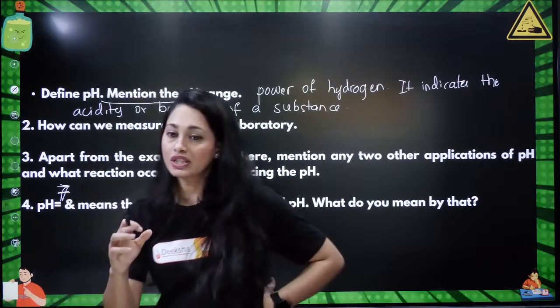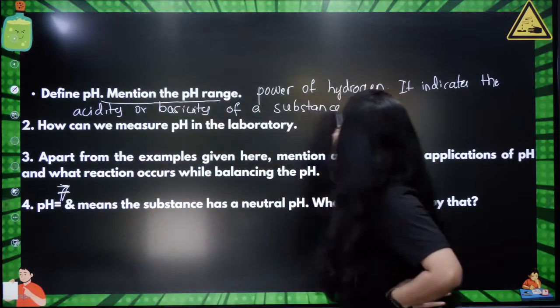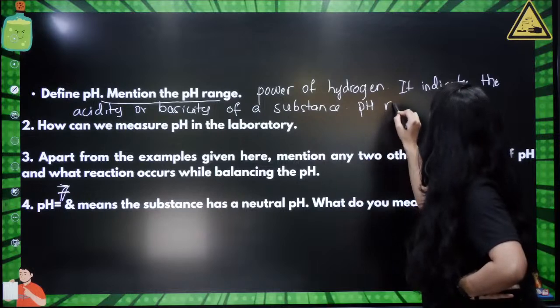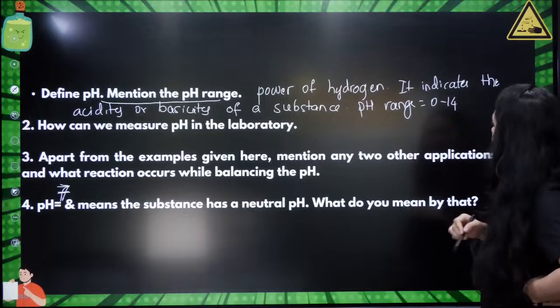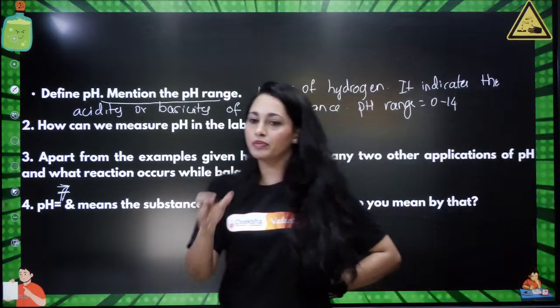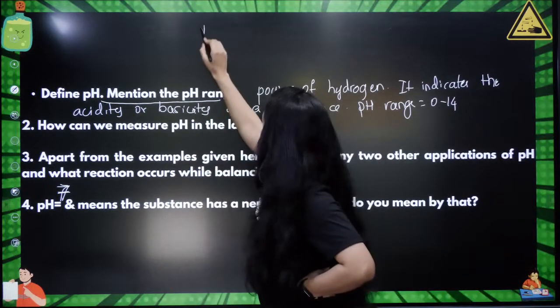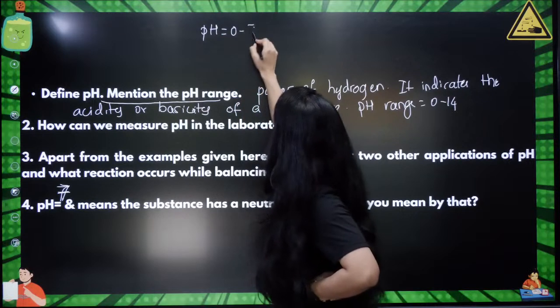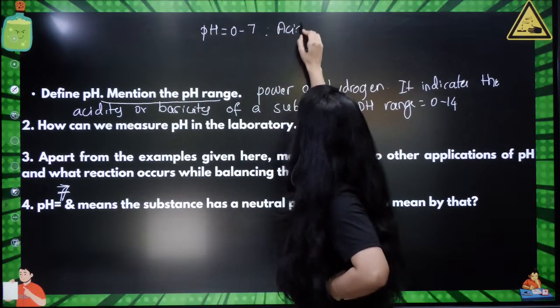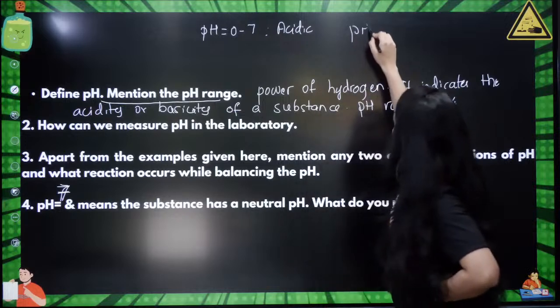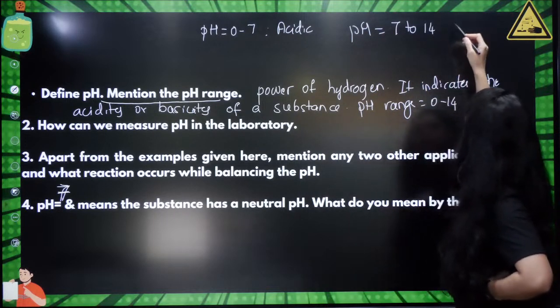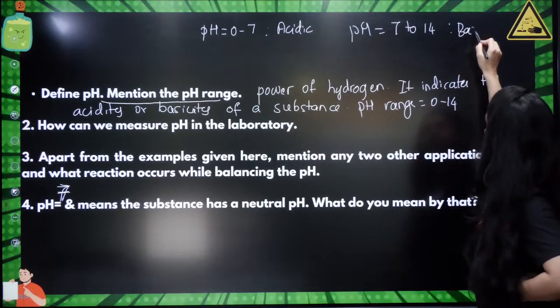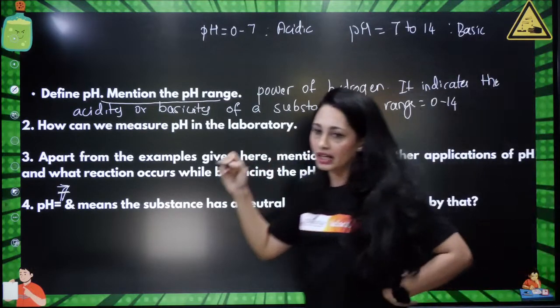14. Yes. So 0 to 14. The pH range is equal to 0 to 14. So pH ranges from 0 to 14. pH 0 to 7 means that the substance is acidic in nature. If the pH is 7 to 14, then it means that the substance is basic in nature. Understood?